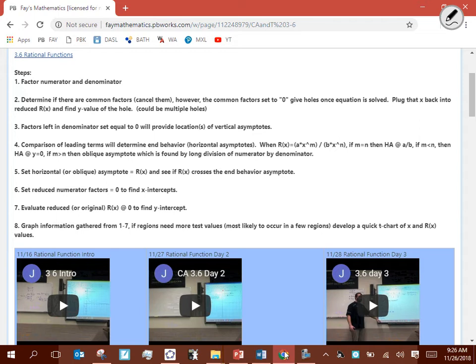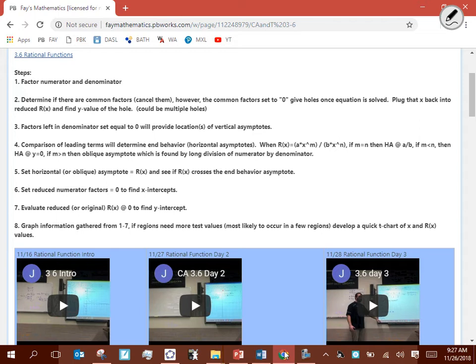Number 3 says factors in the denominator are set equal to 0. You set your denominator equal to 0, and that's always going to give you your vertical asymptote, because that's your place for dividing by 0, right? And that's where we have issues. Okay. The 4th one says comparison of the leading terms in the numerator and denominator. That's going to give you your horizontal asymptote.